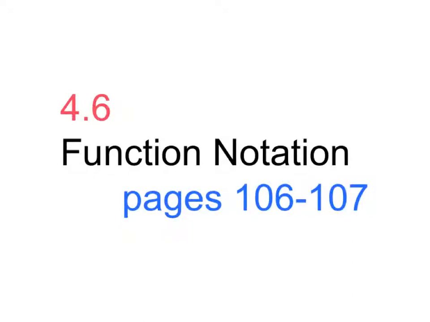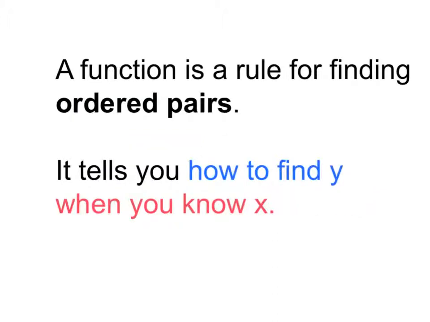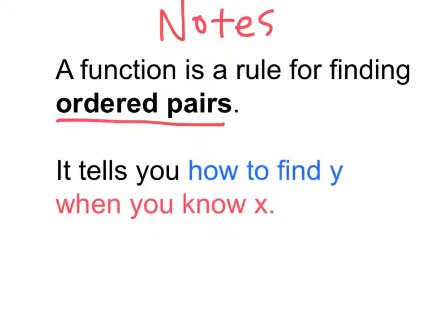Today we're going to be doing Unit 4, Lesson 6, Function Notation on pages 106 and 107. Here we have a few notes. So what are we talking about today? A function is a rule for finding ordered pairs.